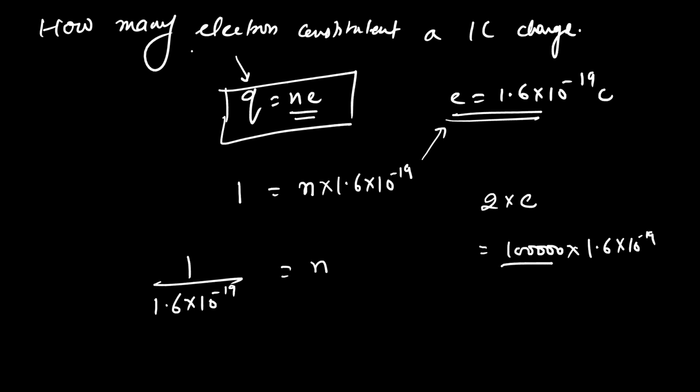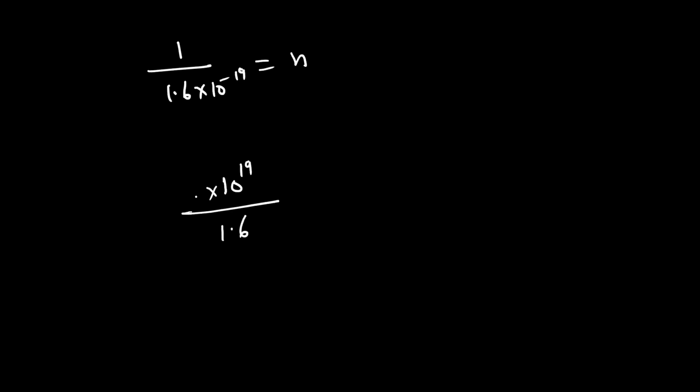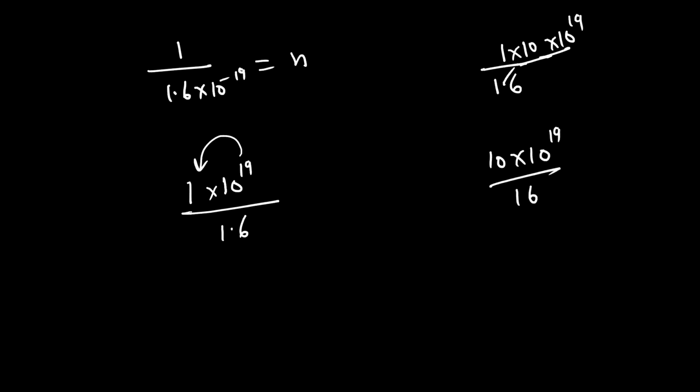Yes, it is correct. So you can write it here. That is 1 by 1.6 into 10 to the power minus 19 is equal to N. So this 19 will go to the upside and become 10 to the power positive 19 divided by 1.6, into 1. So take 2 zeros from here, or you can remove the decimal here and get 10 here. Still it is 10 to the power positive 19. So 10 into 10 to the power positive 19 upon 16.